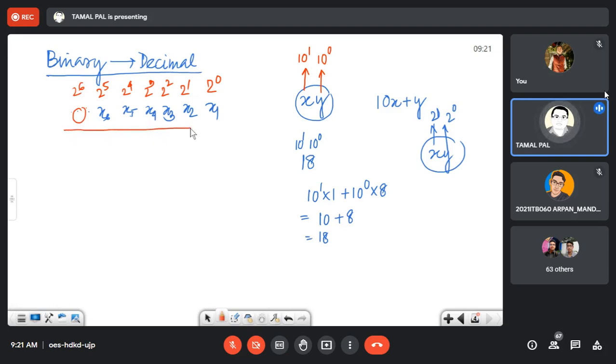So in this way we will continue, and what will be the number in decimal? It is nothing but 2 to the power 6 into x7 plus 2 to the power 5 into x6. So in this way, ultimately 2 to the power 0 into x1. So this is the number in decimal system. Same principle we apply for conversion of binary into decimal.